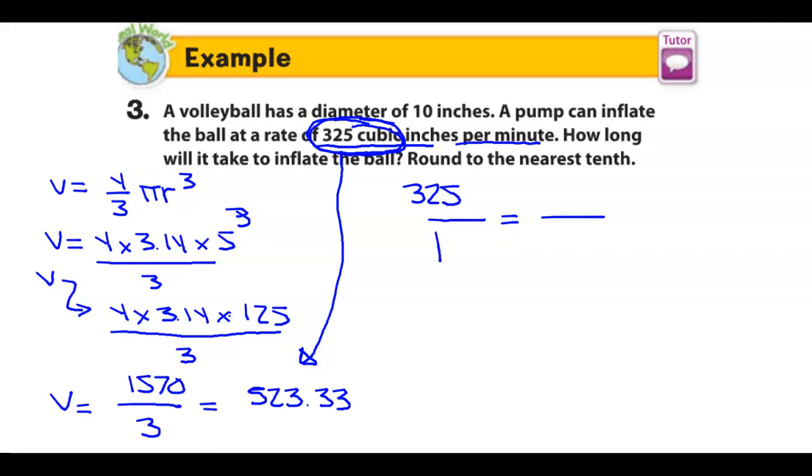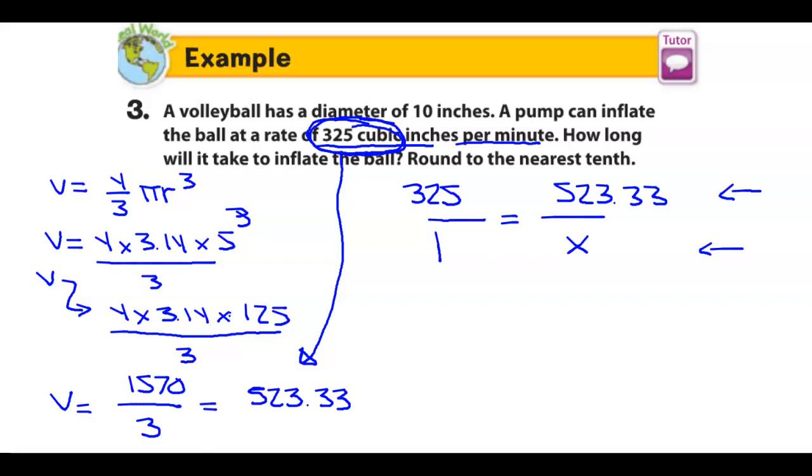So then how long would it take if we had 523.33 in how many minutes? So I'm just going to call that X, okay? So if you notice here, up in the numerators, I've got the volume for both of those, and then in the denominator, I have the time for both of those.